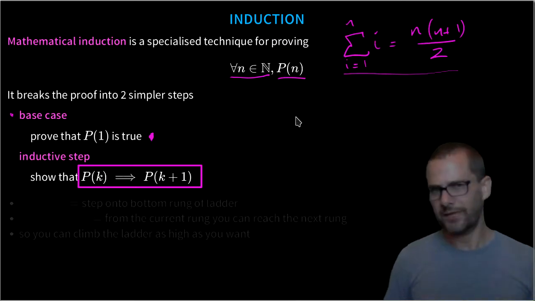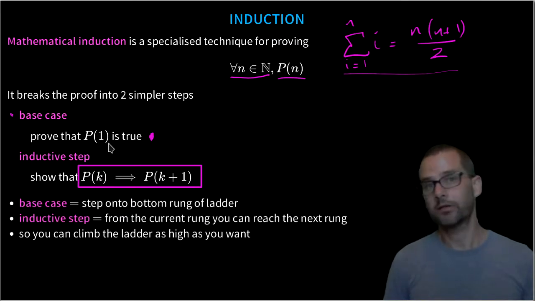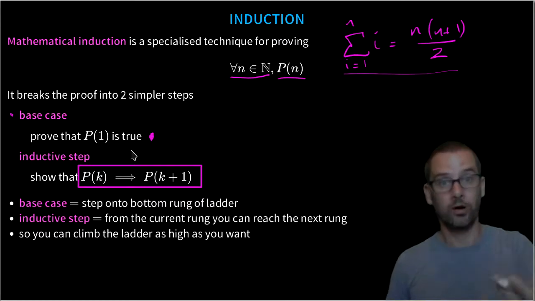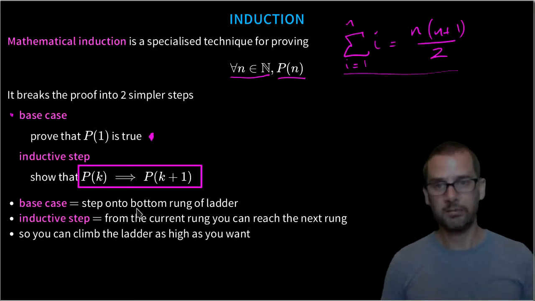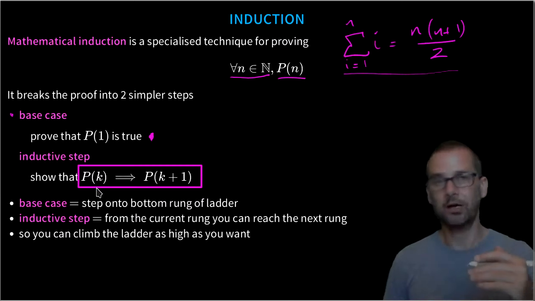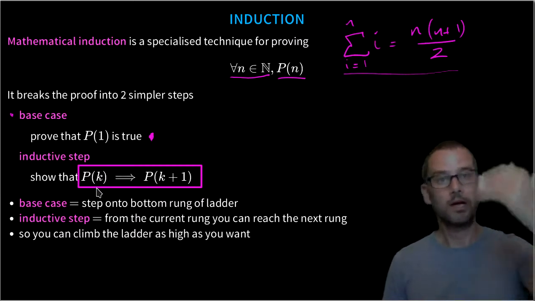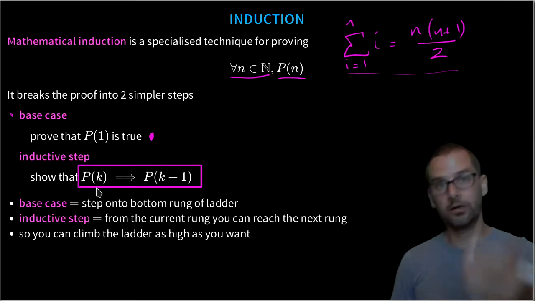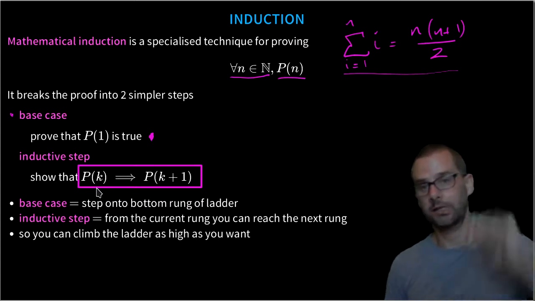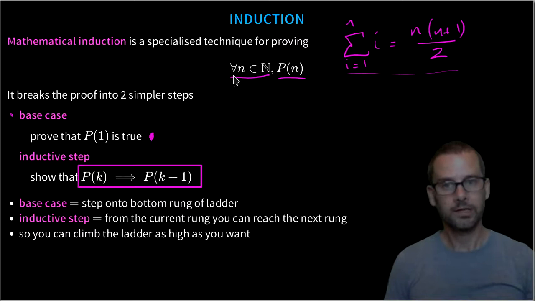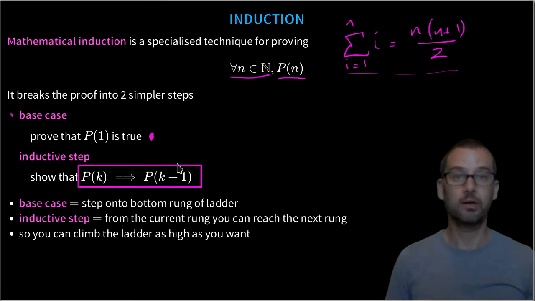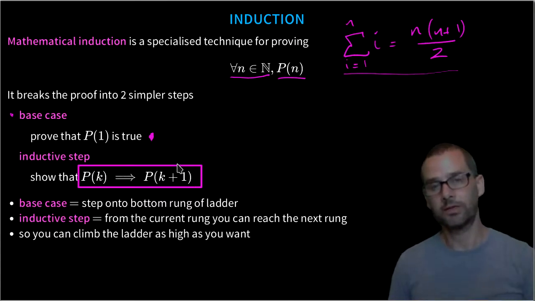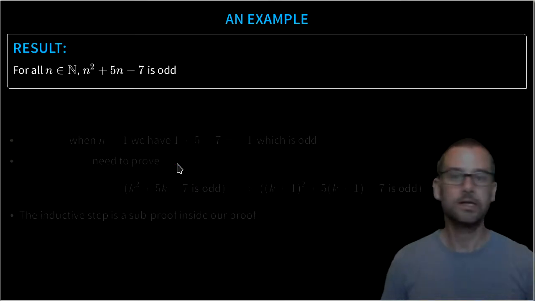I always think of induction a little bit like climbing a ladder. The base case proves that we can get onto the bottom rung of the ladder. And the inductive step says, if I'm at the current rung, I can always step up to the next rung. Putting these two things together tells me that I can get onto the ladder and keep climbing up as high as I want. So if I can show the statement is true when n equals 1, and that if it's true for the current value, it's true for the next value, then it will be true for as far along as I want.